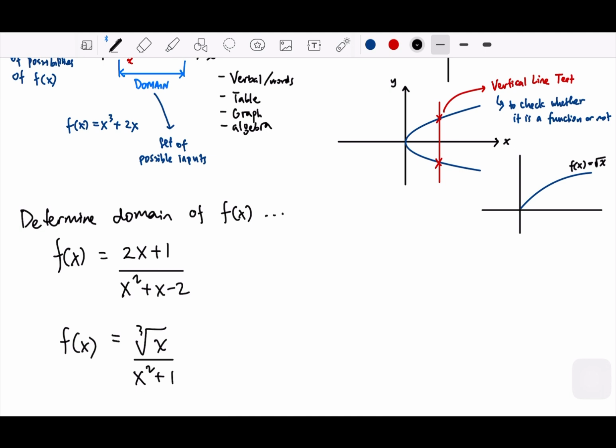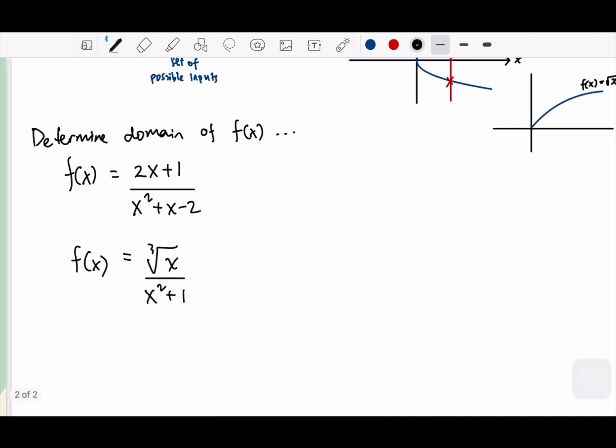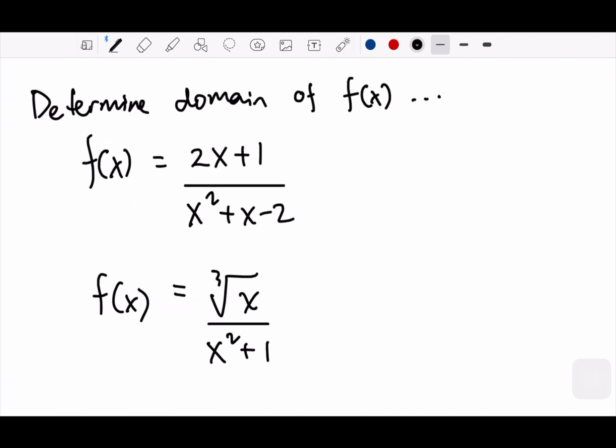Okay, so about this problem, the domain. Usually, you have a fraction like this, and also it has roots. In this case, cube root. Sometimes it's square root, and you have the denominator here. That will be the particular thing that you need to take care of.